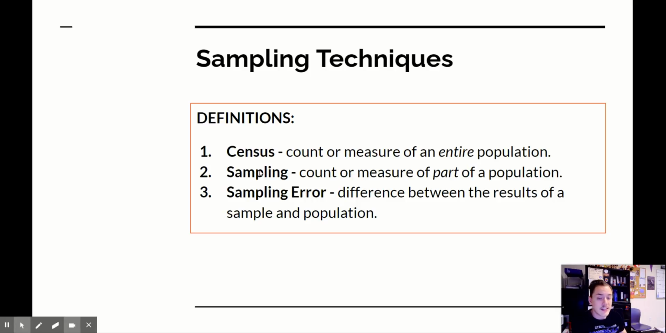So definitions: a census is just a count. We had a census in 2020. So a count or measure of the entire population of the United States. Sampling, a count or measure of part of the population. That's most likely what statisticians actually do. Sampling error, the difference between the results of a sample and a population.